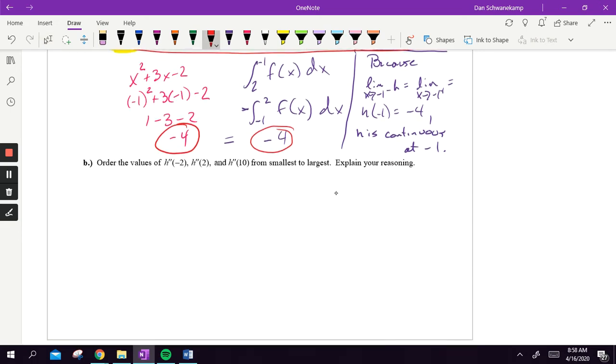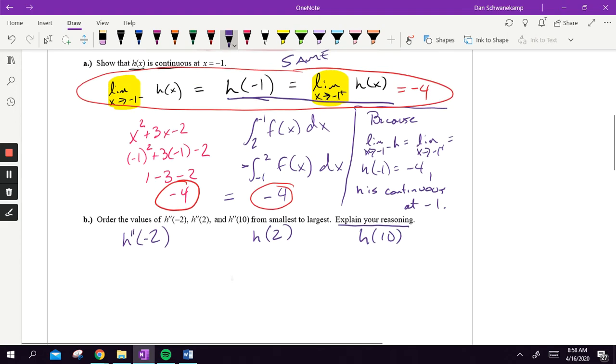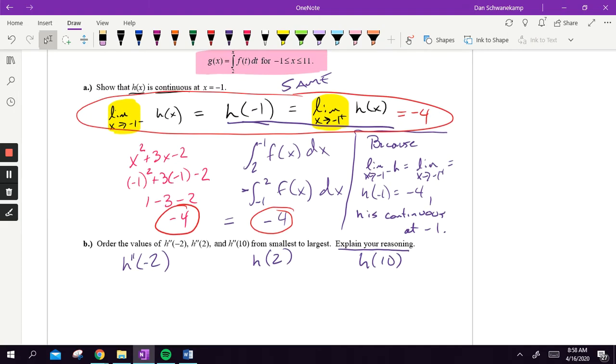Order the values of H double prime from smallest to largest. Explain your reasoning. So basically on this, we just need to show the numbers. This would have definitely been a multiple choice question before, but now we don't get multiple choice questions this year. So let's do this. I'm going to just kind of explain what's going on, go step by step. I haven't even looked at this problem yet. We're just doing it right now.